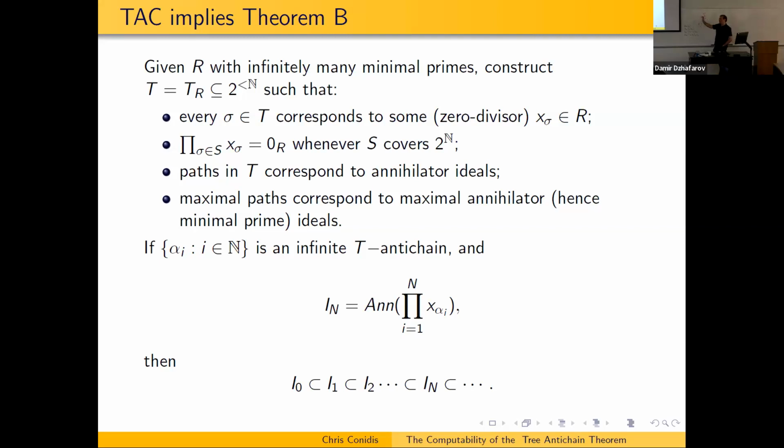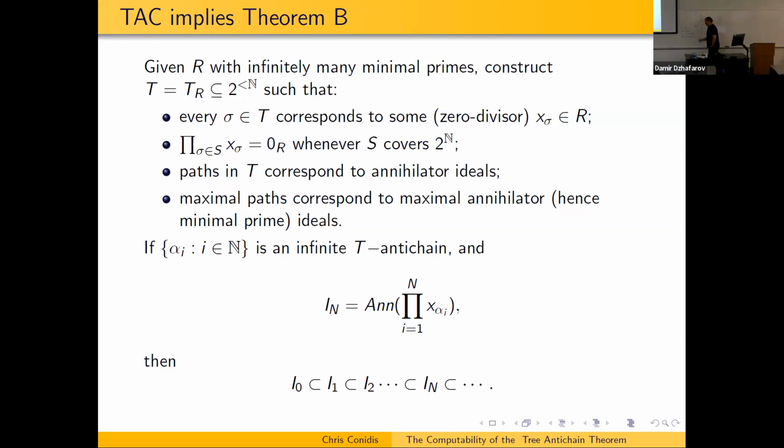They will never fully cover the entire Cantor space, and therefore, one thing maybe I forgot to mention is that in the second bullet point there, I'd say that the product is 0 whenever you cover 2 to the n. That should be an if and only if. And so the product's going to be 0 if and only if you cover all of Cantor space. Because we have an infinite antichain here, the product will never hit 0. It will never hit 0 because we have an infinite antichain.